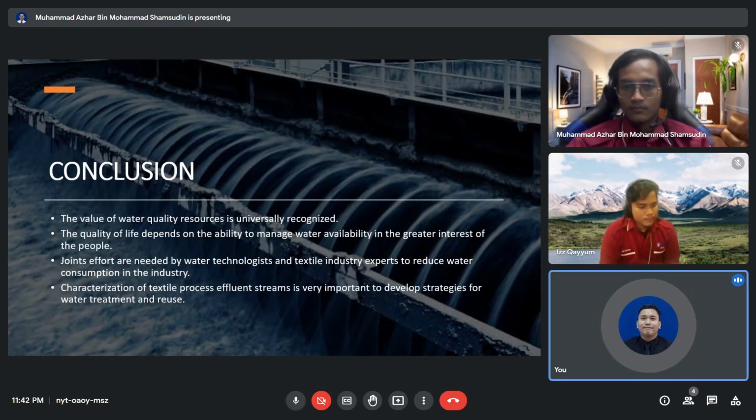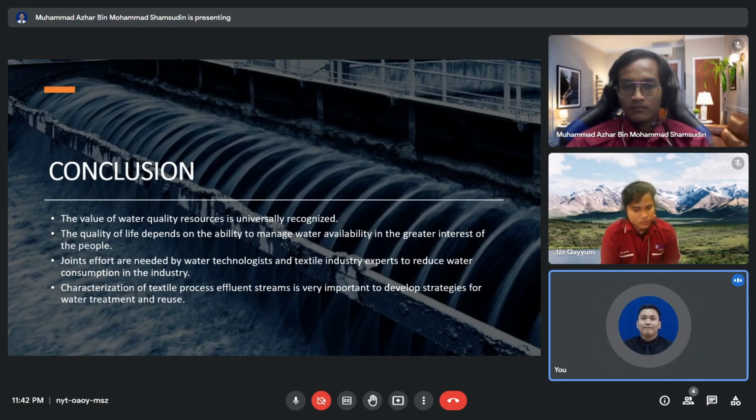For the conclusion, the value of water resource is universally recognized, and the quality of life depends on the ability to manage available water in the greater interest of the people. The process of production of textile, especially wet treatment and finishing processes of textile materials, are huge consumers of water of high quality. As a result of these various processes, considerable amounts of polluted water are released.